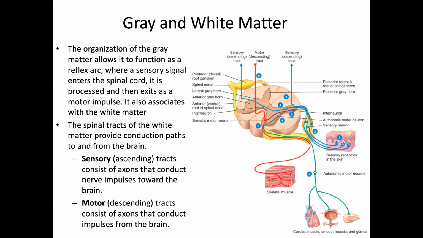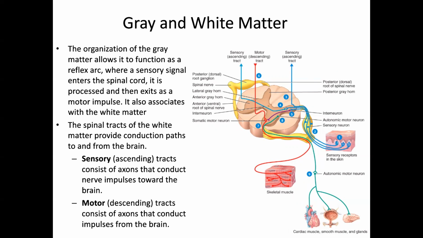The organization of the gray matter allows it to function as a reflex arc, which I've already talked about, or a sensory signal that enters the spinal cord, is processed, and then exits out as a motor impulse. That's one of the most important things that our spinal cord does. But also very important is that it associates with the white matter and carries signals up and down and connects the periphery with the brain. Okay, connect your arms and legs with the brain.